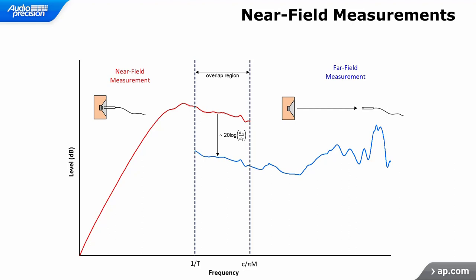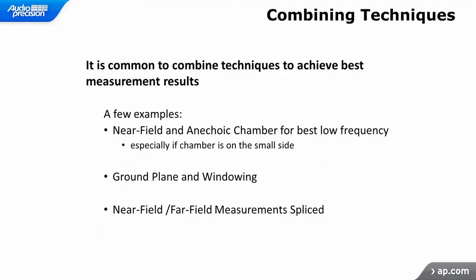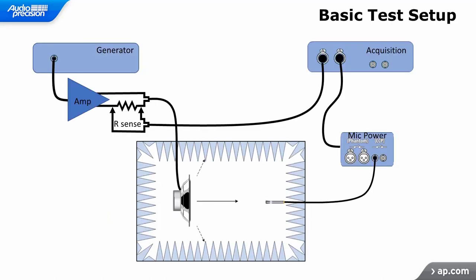So, to get a full picture of the speaker's frequency response, it is necessary to splice the near-field response with the upper portion of a far-field response. It is not unusual to combine some of these techniques to get the best results possible for a given situation. Here we see the basic functional blocks of the loudspeaker test system.